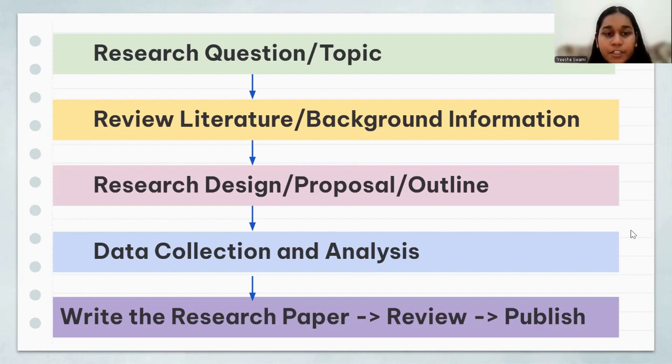After you have crafted your research design, the proposal or an outline, we move on to data collection and analysis, which simply is the process of collecting data and analyzing it into meaningful information. And the final step is to write the research paper, review it, and finally publish the research paper.